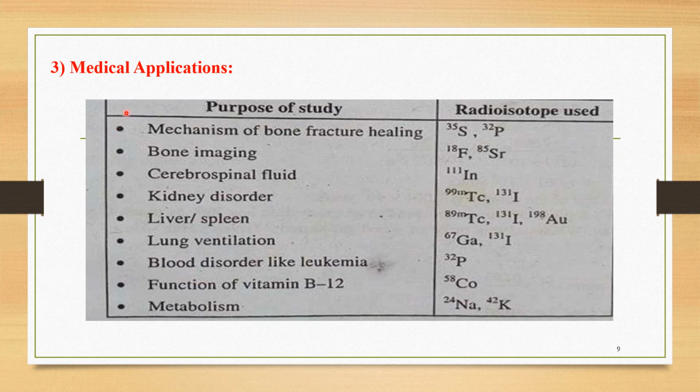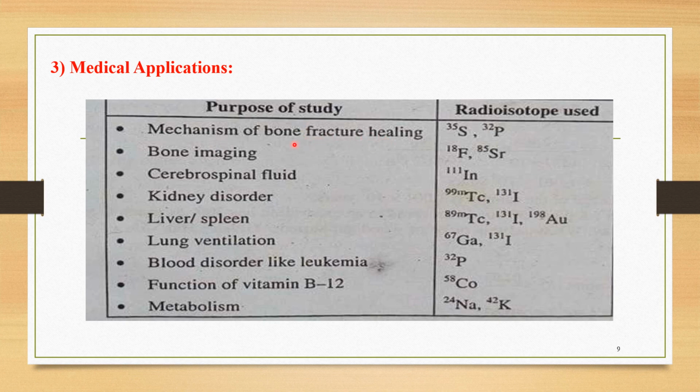The third is the medical applications of radioisotopes. Radioisotopes have very dominant applications in the medical field. They have a very close relation to human beings because they are directly related to the medical facilities which we get nowadays. So here are some radioisotopes and their uses. First we look at the purpose of study and which type of radioisotope is to be used. The first one is the mechanism of bone fracture healing.